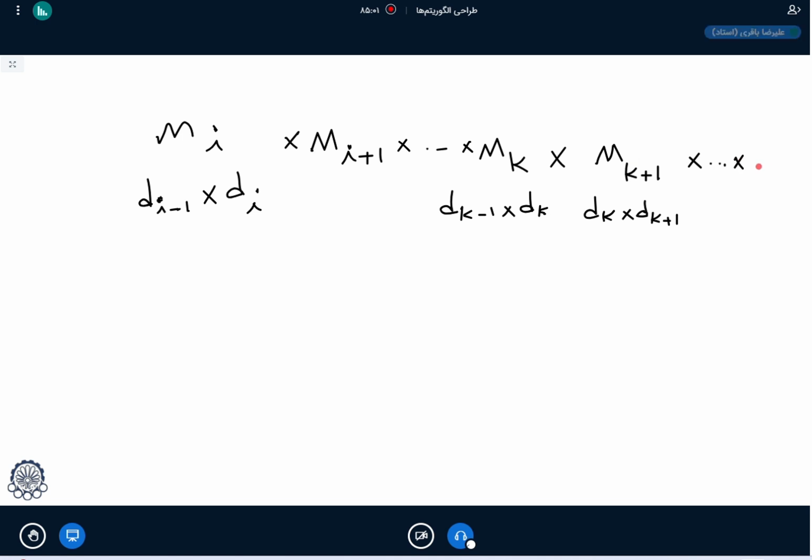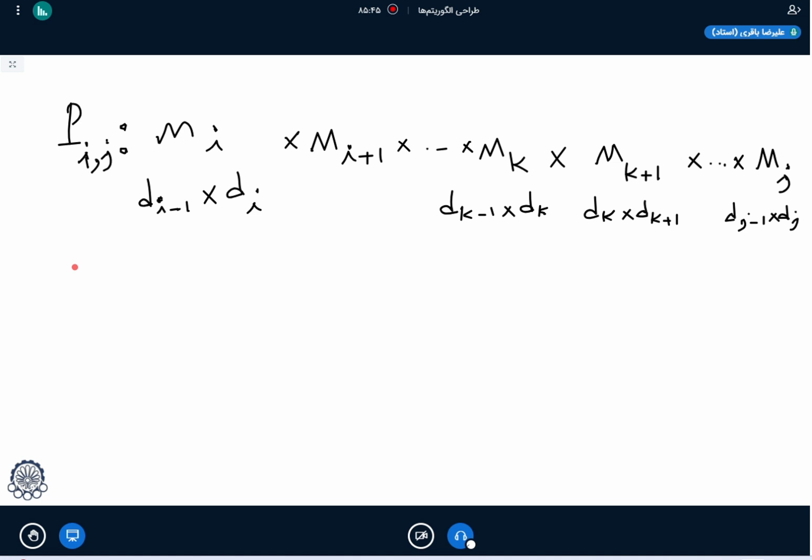And at last, we consider we have Mj, the last matrix, with dimension dj minus 1 by dj. Suppose we are going to multiply these matrices from Mi to Mj. We denote this problem by Pij. Pij is a problem in which we are going to multiply matrix Mi to matrix Mj.